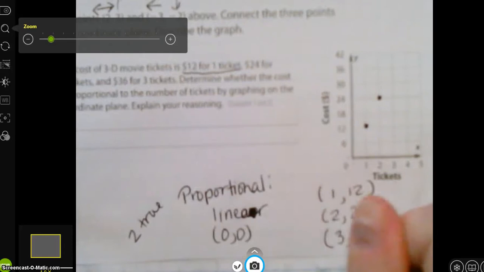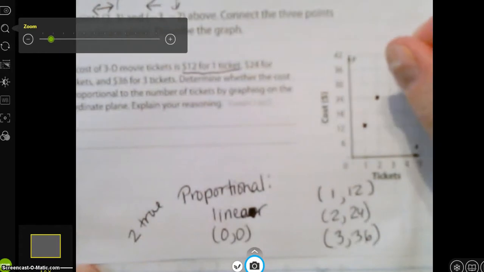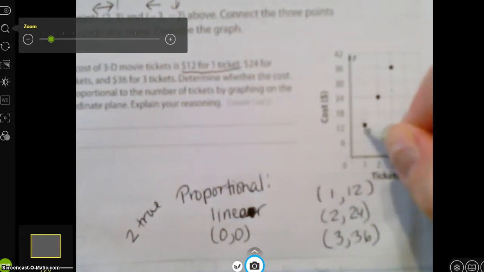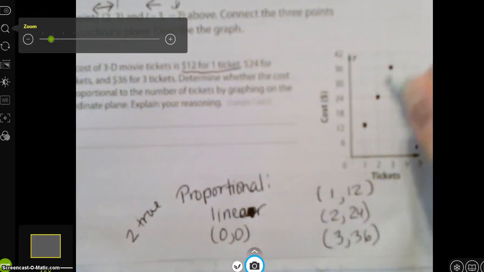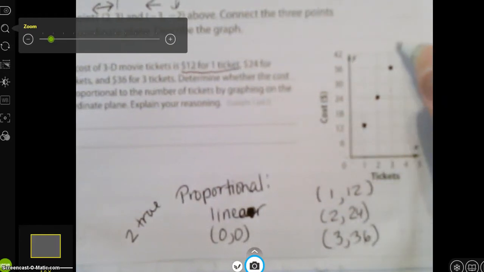$3, 36, right? 3 tickets, $36. Okay, now what we want to do is, I can for sure tell this looks linear to me, right? When we're kind of tracing it, now I want to see if it will go backwards to 0. So I'm going to just follow my pattern backwards.